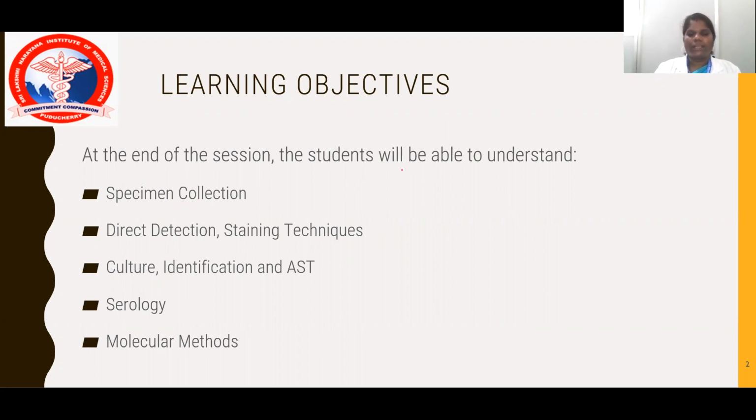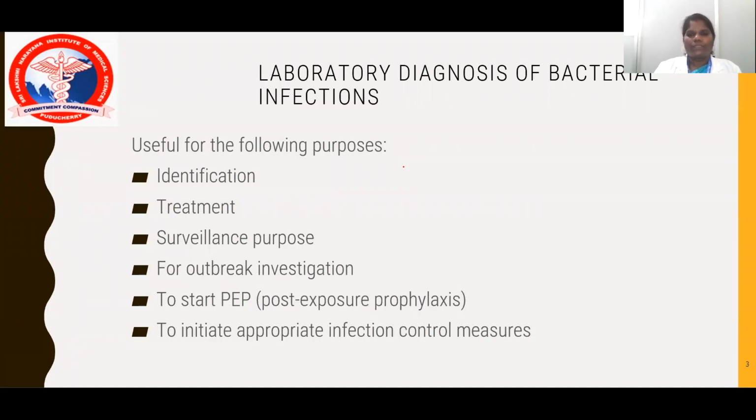The serology technique and molecular method will be discussed in a later part of the class. I'm going to focus more on the conventional and automated techniques. So why are we doing the identification of the bacteria? Identification is to find out which organism is responsible for the site of infection and which antibiotic can be given for the cure of the disease. You can also use it for surveillance purposes and for outbreak investigation.